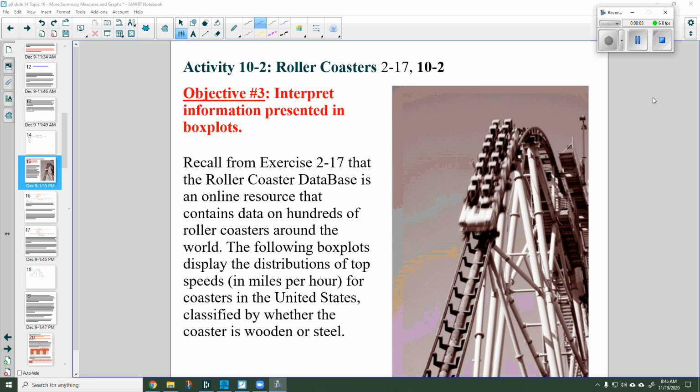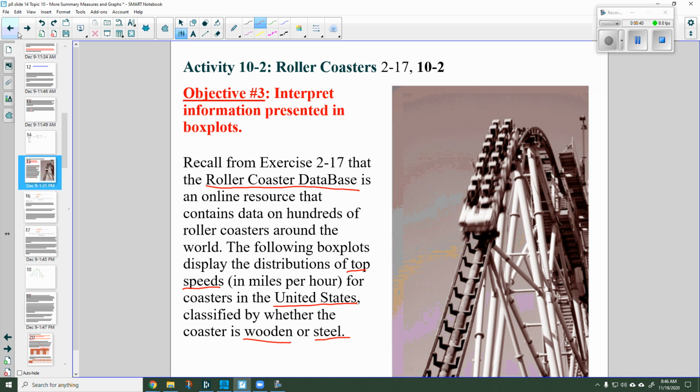This is an excellent activity to explain how to interpret information presented in box plots. We're going to use some data on roller coasters from a roller coaster database. I didn't even know this existed, but it might be interesting to look at some point in time. On the next slide, we're going to show box plots that display the distributions of top speeds for roller coasters in the United States, and it classifies them by whether the roller coaster is wooden or steel.